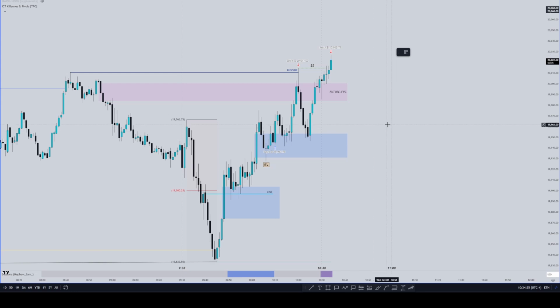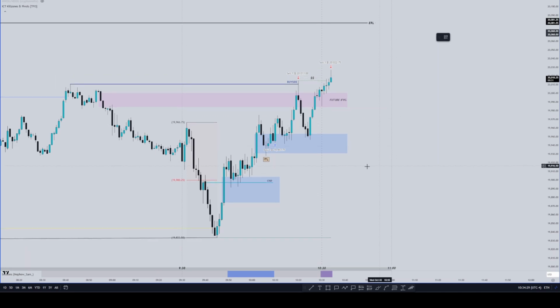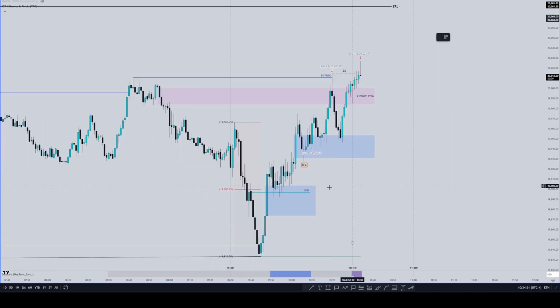But there is your full market maker buy model completed. Macro entry there with the 5-minute change in state delivery. Suboptimal entry, obviously, but fill to fill and stop loss management as we go up.